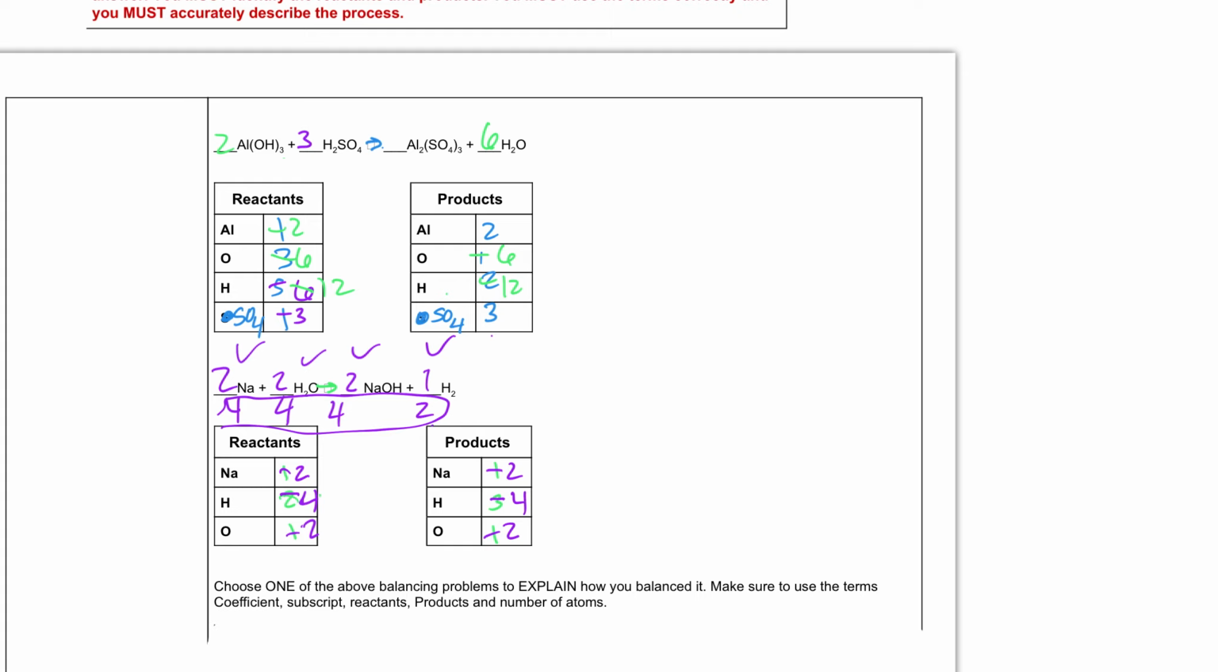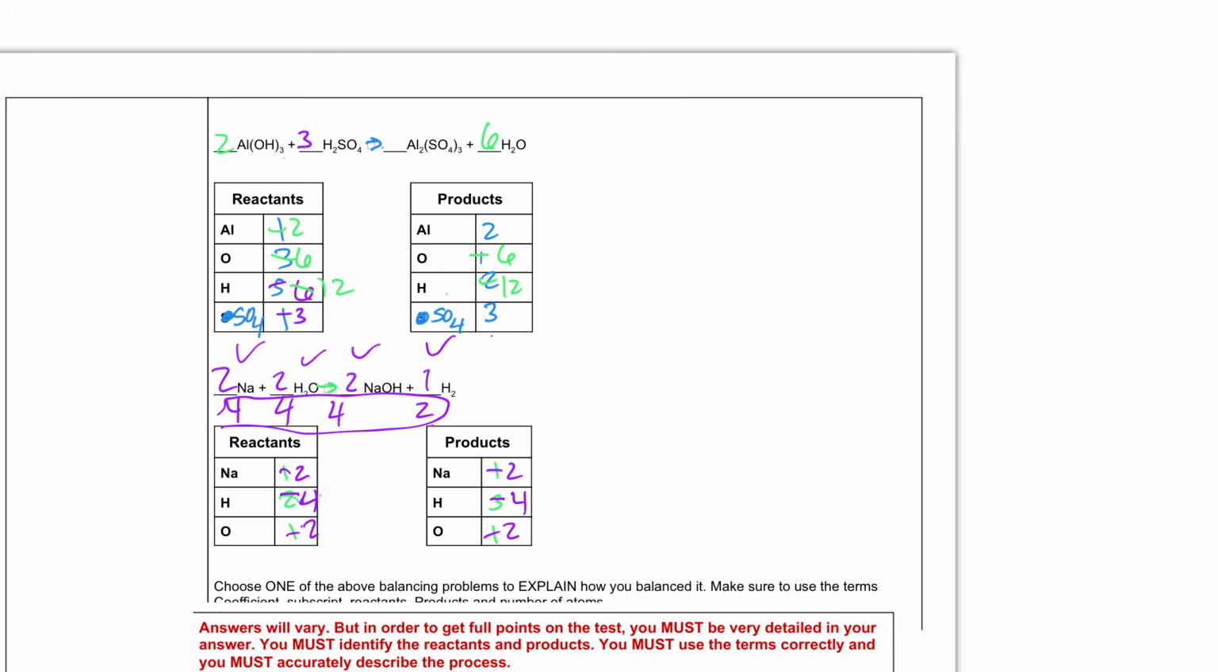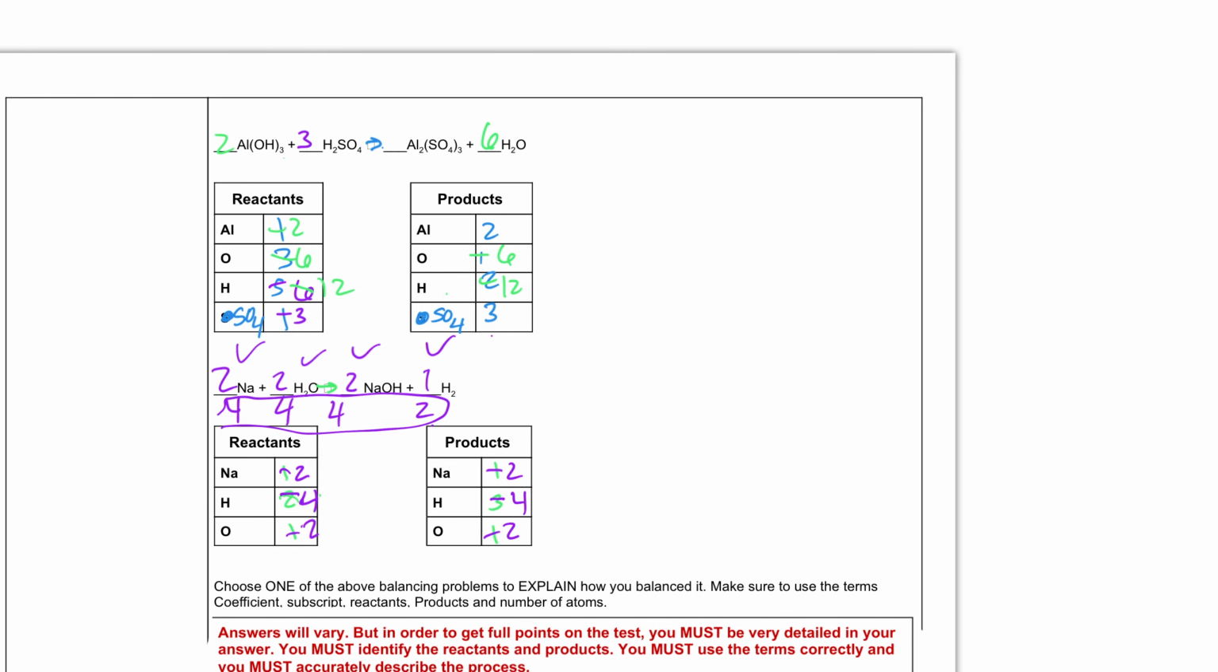The next question says, choose one of the above balancing problems to explain how you balanced it. Make sure you use the terms coefficient, subscript, reactants, products, and number of atoms. So the answers will vary on this, but in order to earn full points on the test, you must be very detailed in your answer. You must identify the reactants and products, you must use the terms correctly, and you must accurately describe the process. So you won't get credit for the question if you write, I balanced it the way Mrs. Sommer taught me how to do it. You need to describe the way I taught you how to do it in order to receive credit on that question.